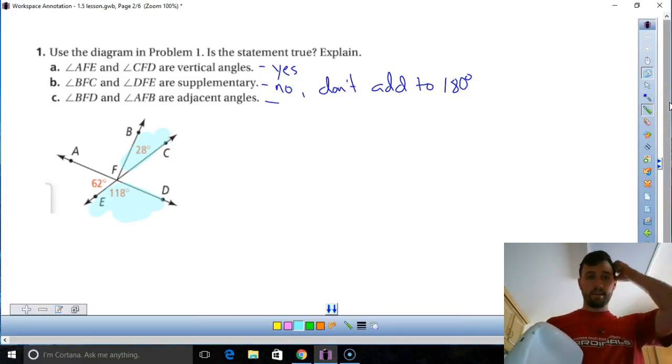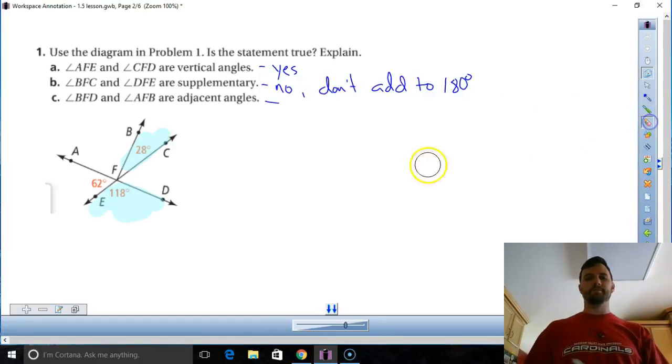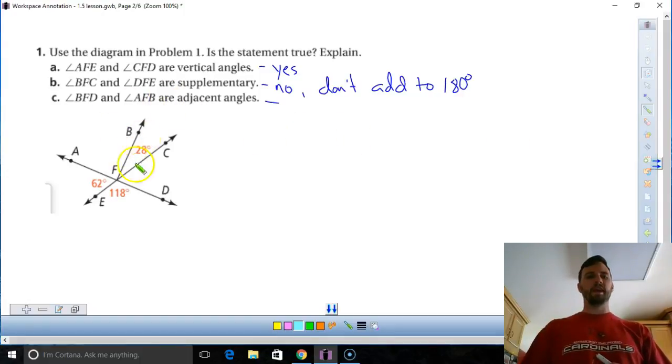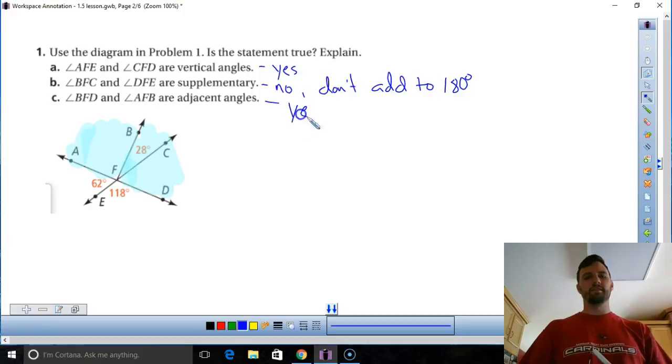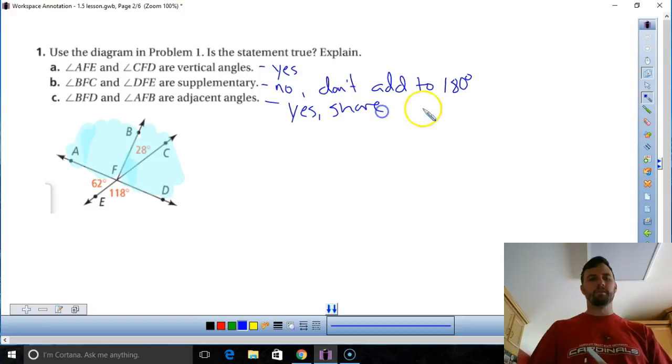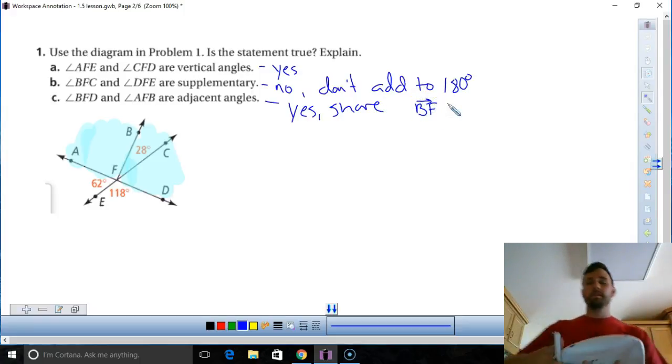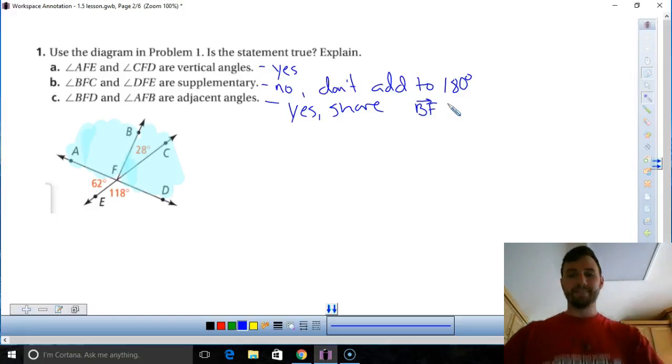BFD and AFB are adjacent. All right, so BFD and AFB. Are those adjacent? Yes. They share BF, right? They share that ray. If you share a ray, then you are adjacent.